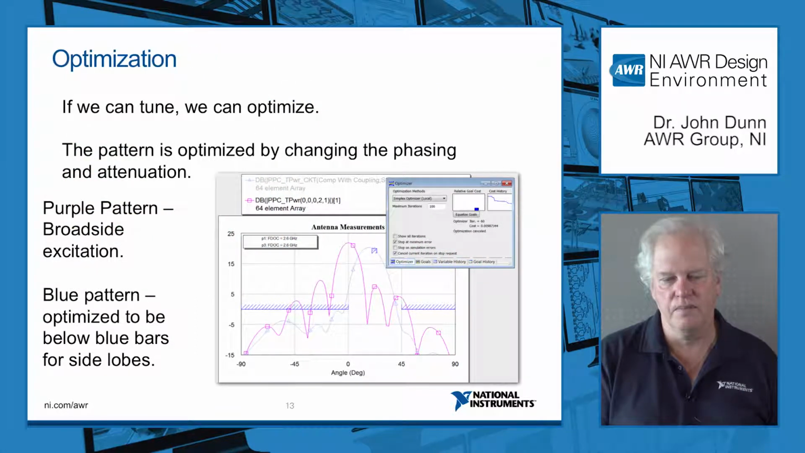in these pictures. Final thing I'll say on this one is if you can tune something like our phase and amplitude, you can optimize. And this is a quick example of optimization for these antennas. We are going ahead and optimizing over the phase and attenuation to the various elements.